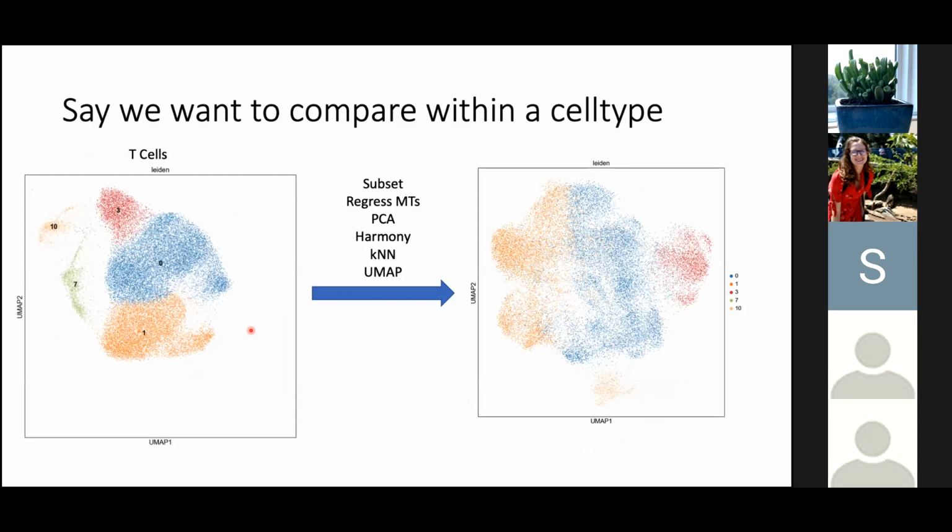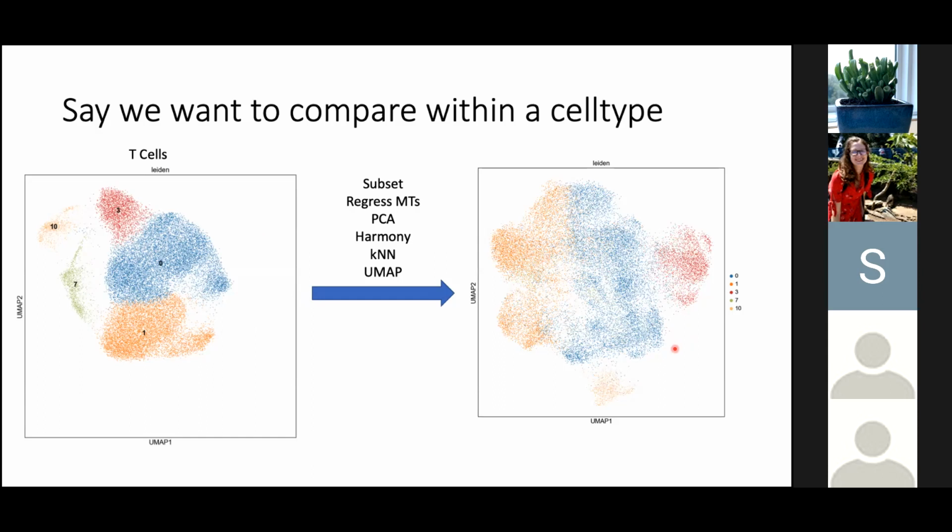But anyway. Okay, so just to wrap up quickly, this is not a perfect example, but what you see is cluster 7 over here. If I redo all of the steps, I probably didn't need to regress MTs again, but if I redo all the steps, cluster 7 now disappears. Okay, so that's just kind of a hand wavy example.